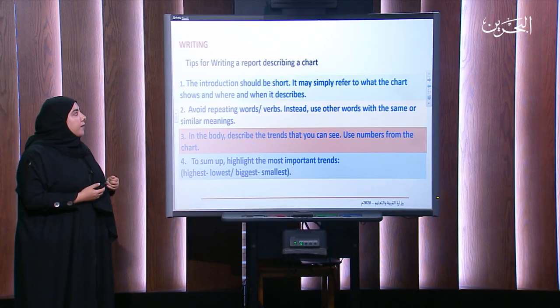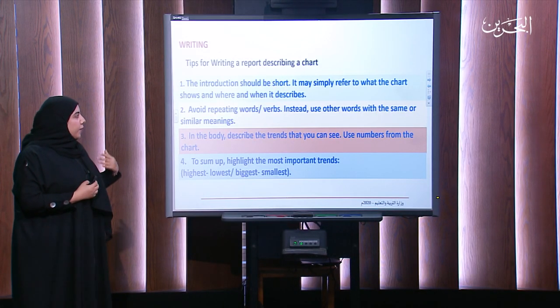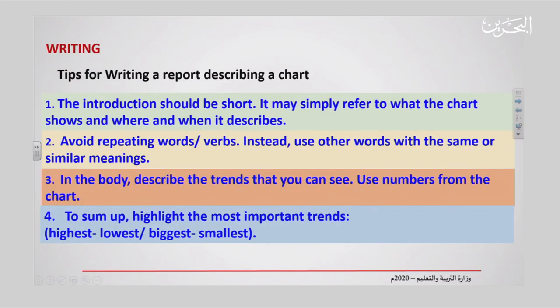These are the tips for writing a report describing a chart. Let's read it together. Number one, the introduction should be short. It may simply refer to what the chart shows and where and when it describes. Number two, avoid repeating words or verbs. Instead, use other words with the same or similar meanings. Number three, in the body, describe the trends that you can see. Use numbers from the chart. Number four, to sum up, highlight the most important trends, for example, the highest and the lowest, biggest and smallest.